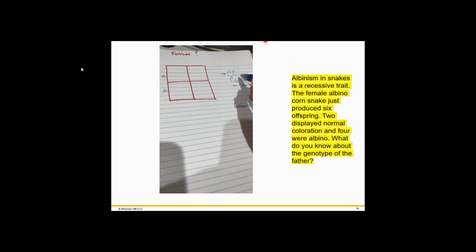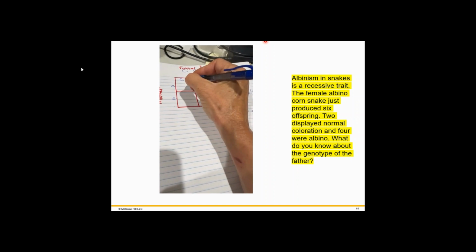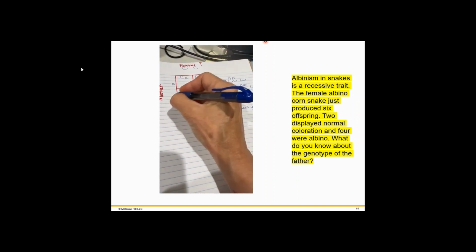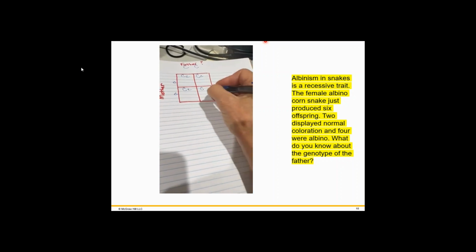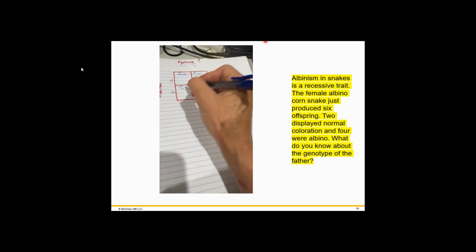We need to find the father, and we know that some of the offspring were colored and some were albino. Okay, so if we say that his genotype is going to be homozygous dominant, if we put that in here and we work this Punnett square out, bring that down, bring this across, bring that across, that down, this across, that down, you're going to get 4 heterozygous. Heterozygous has color, so it cannot be that one. So we're going to mark those out.